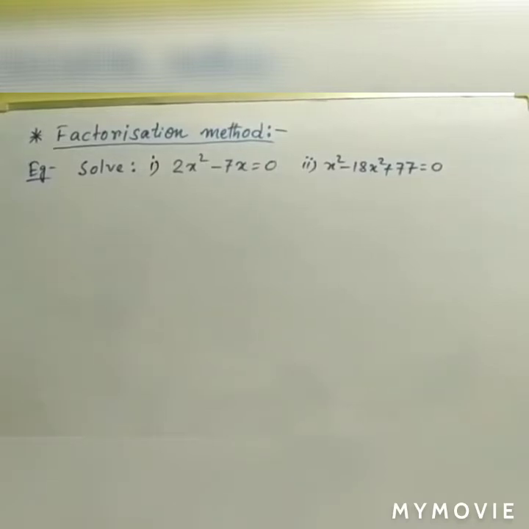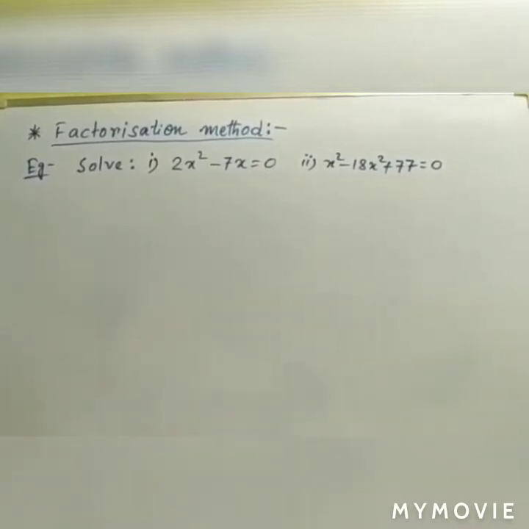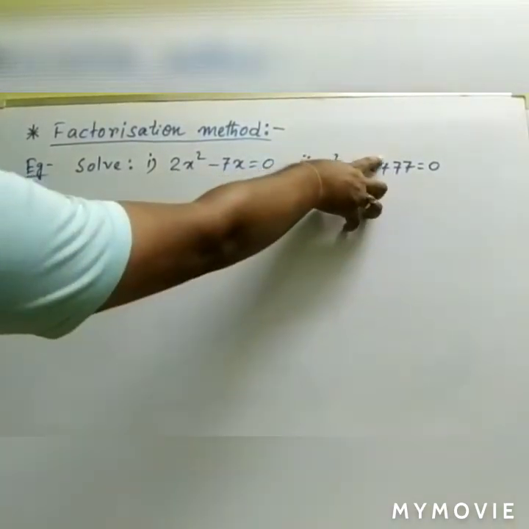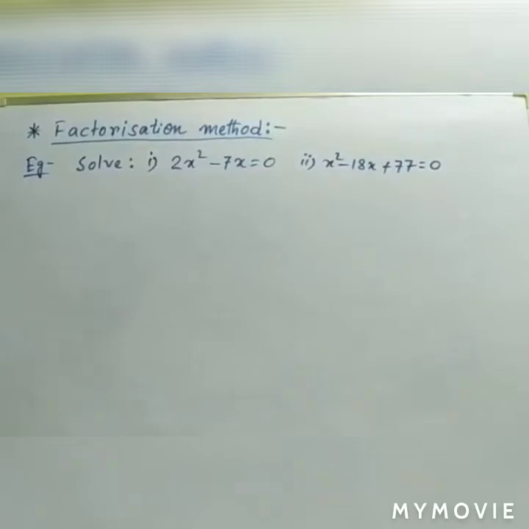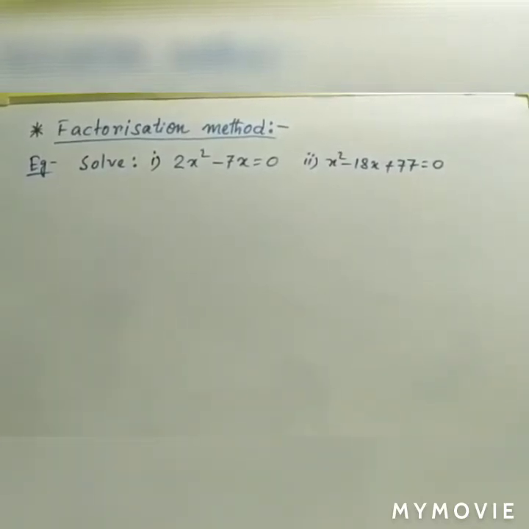You can see the question is given: solve question number 1, 2x square minus 7x equals 0, and the second one, that is x square minus 18x plus 77 equals 0. So these are the two types of problems given. Let us see how we can solve them using the factorization method.